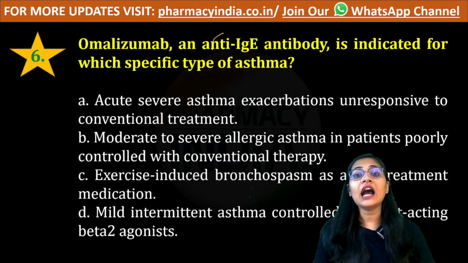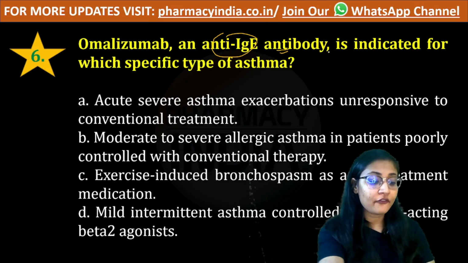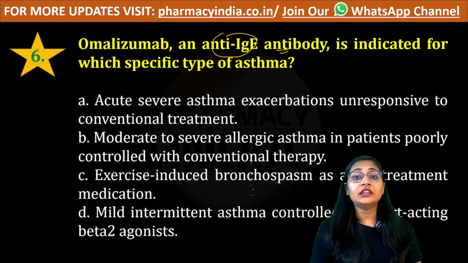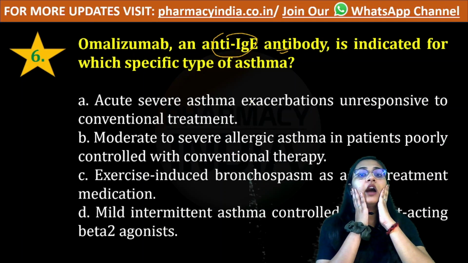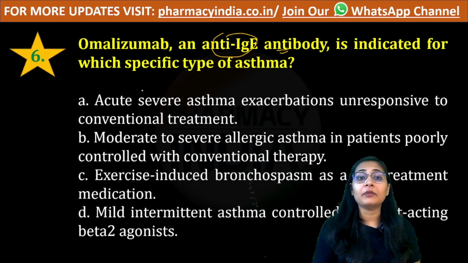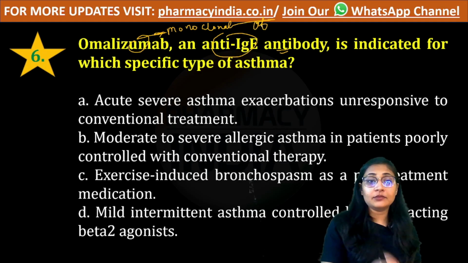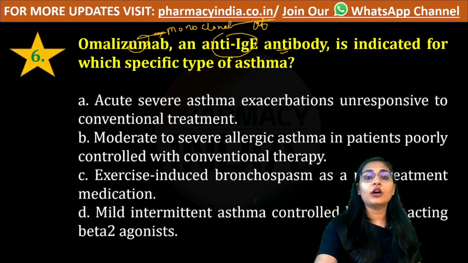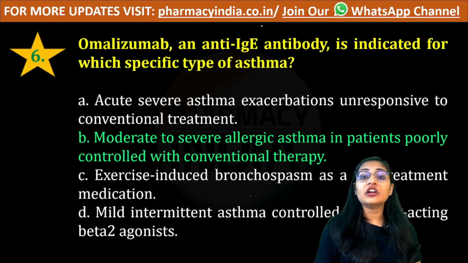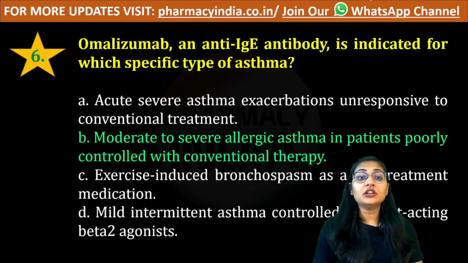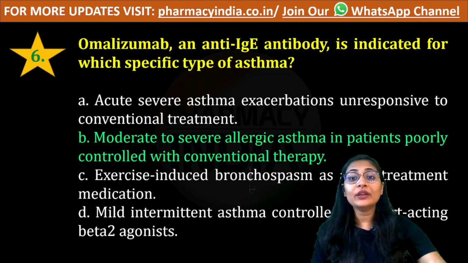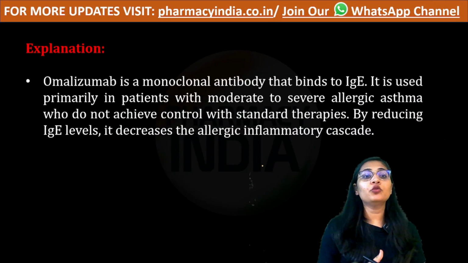Question number 6. Omalizumab, an anti-IgE antibody, is indicated for which type of asthma? So this is an anti-IgE antibody, omalizumab. Remember, this is a monoclonal antibody. These antibodies or drugs are used for moderate to severe allergic asthma in a patient poorly controlled with conventional therapy. So let's move towards its explanation.